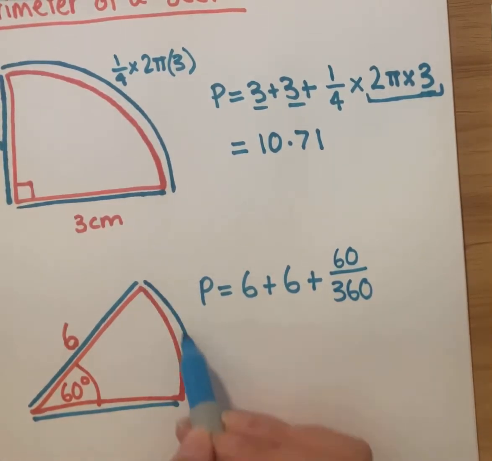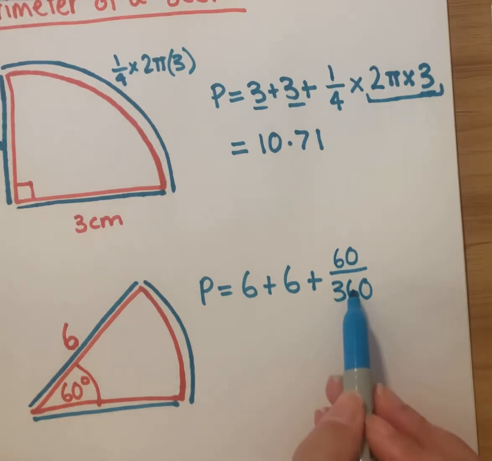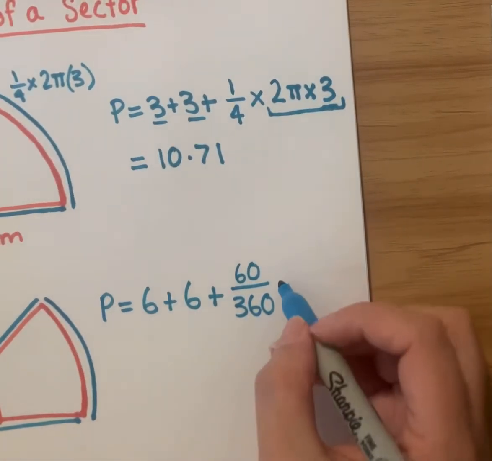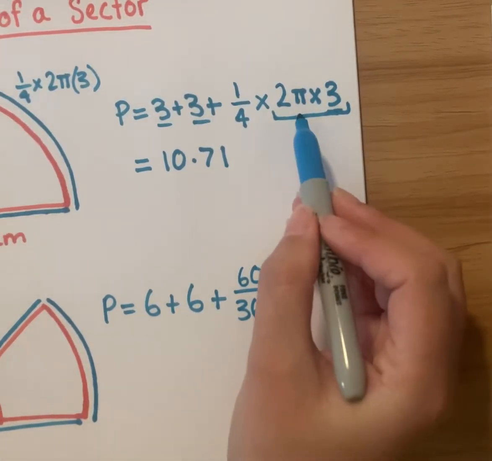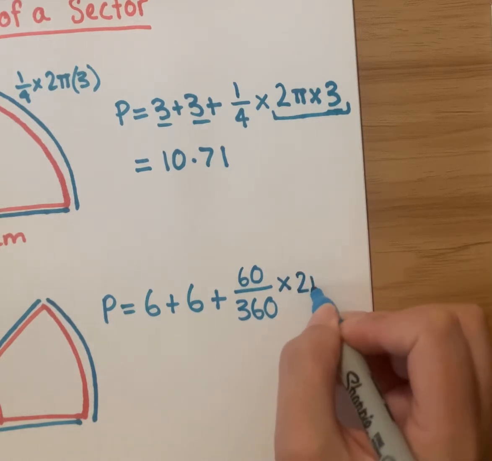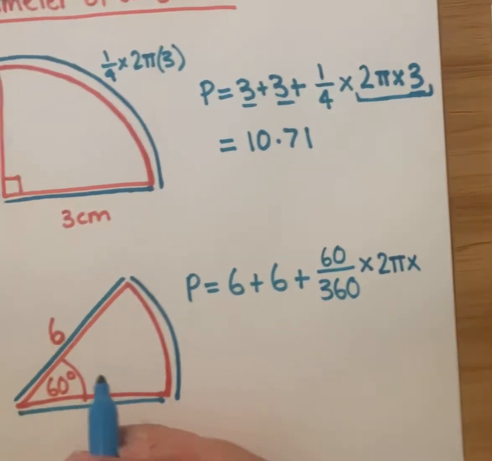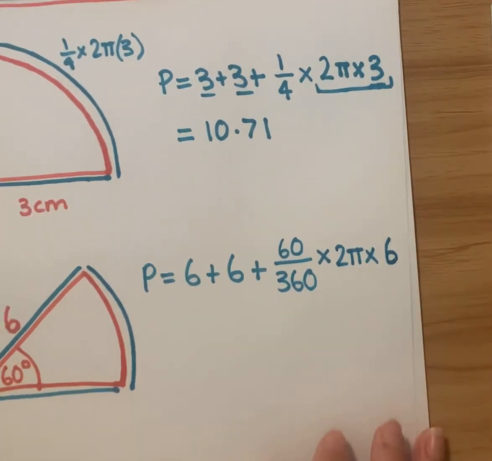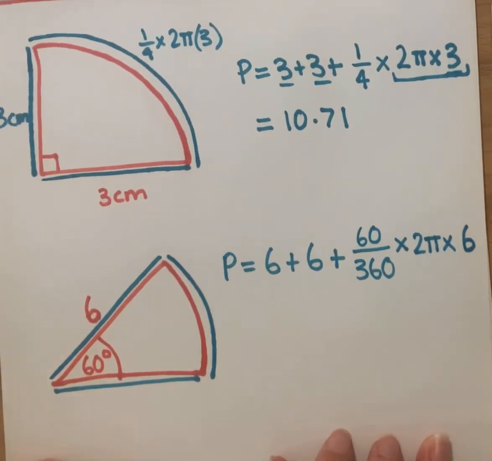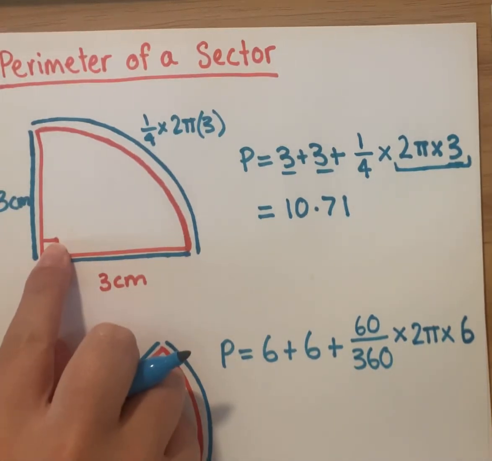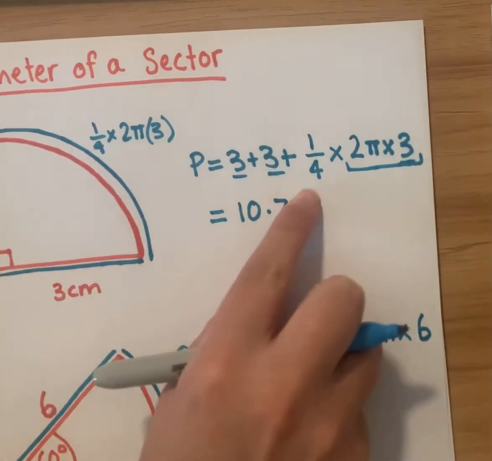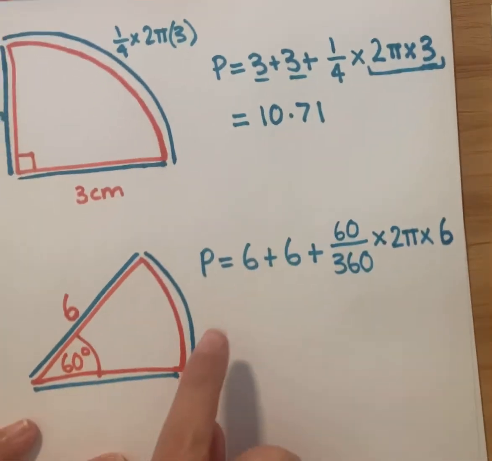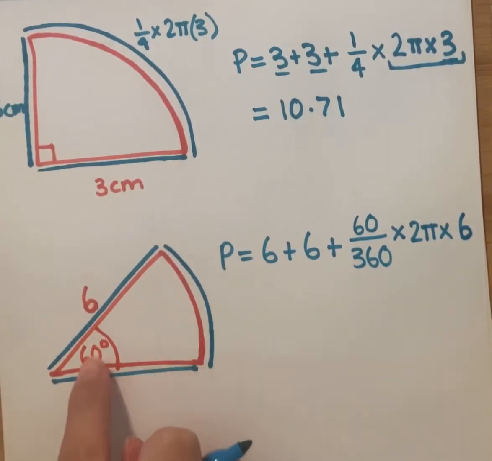So our arc length here is going to be 60 out of 360 of the circumference. So again, we're using the formula for circumference, which is 2 pi r, but in this case, our radius is 6. So now we have our formula. It's really quite simple. In this case, we could see that we were looking at a quarter of a circle, so we knew straight away.